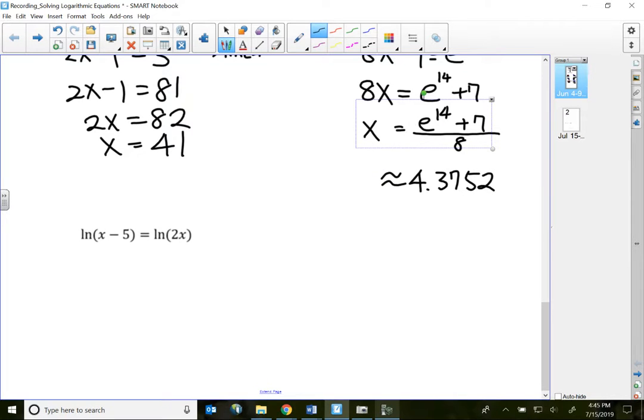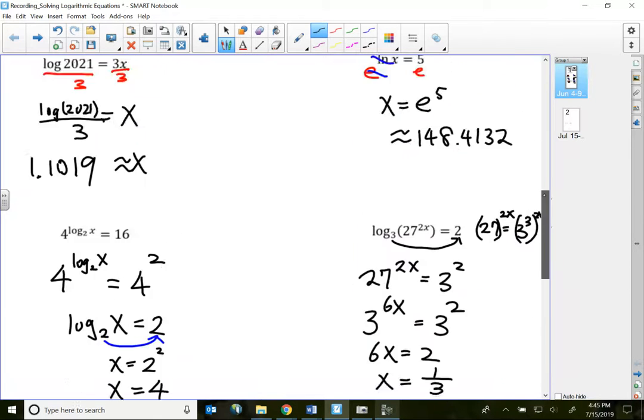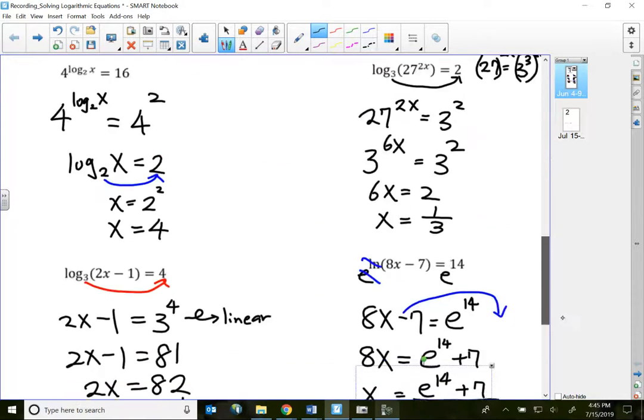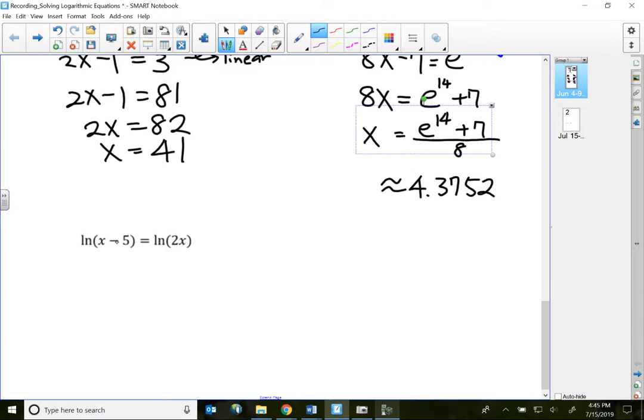This one, again, 2 terms. Both terms have a natural log. So for this problem, I can actually use the property of logarithm equality. Remember, natural log is just simply a log with base e. So since both terms have natural log and they are equal to each other, then I can set what they are the log of equal to each other. So that gave me x minus 5 equal to 2x. Move the x over, so that will be x equal to negative 5.